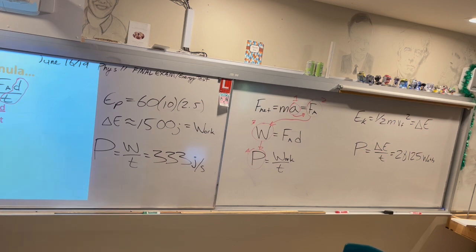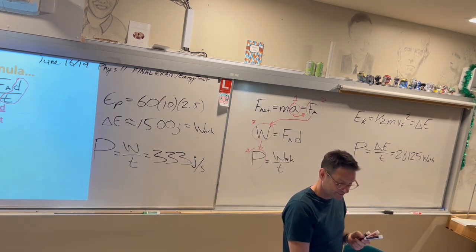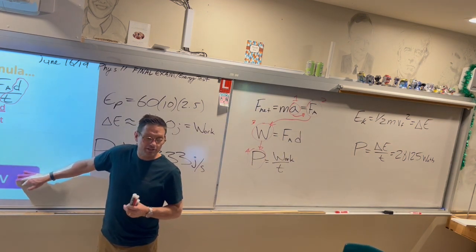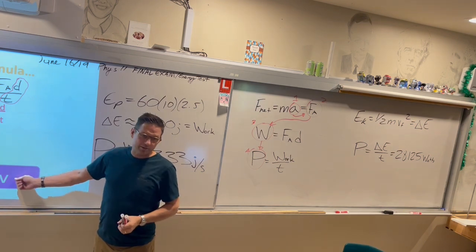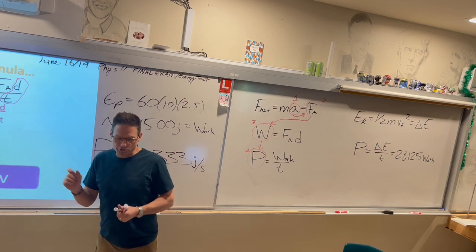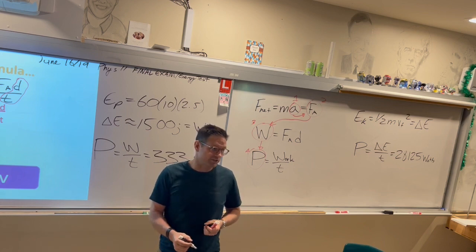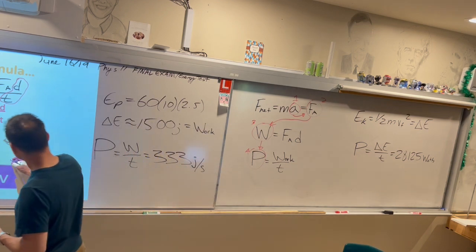So, I love that when I see that. Because d over t is velocity, then we can say P equals FV, just the force that's doing the work times its velocity, and that will give us the power. It's kind of a little trick, but it only works with constant velocity. If your velocity is changing, you can't use this.